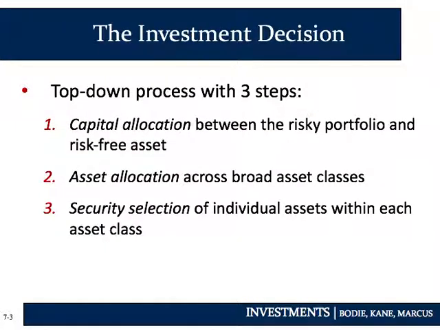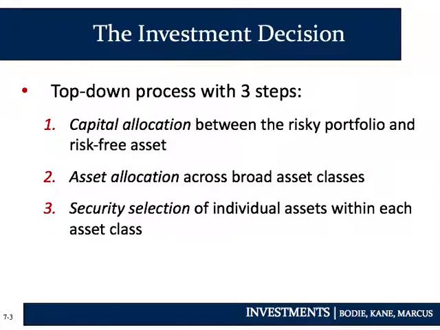The investment decision is a top-down process with 3 steps. You start at the top, which is the biggest decision. We covered this a little bit last week with the capital allocation line. The capital allocation decision is between the risky portfolio and a risk-free asset. So the question is, are you going to take any risk? And if you are going to take risk, how much risk are you going to take?